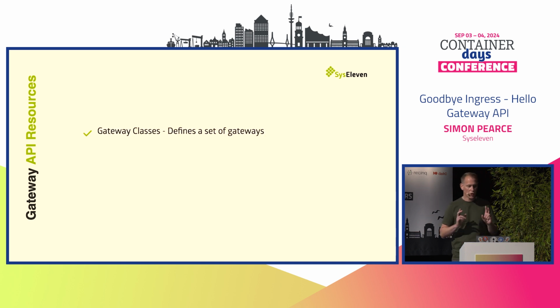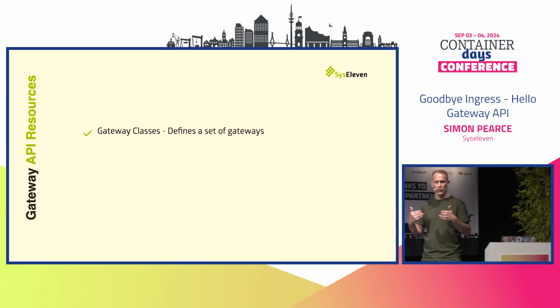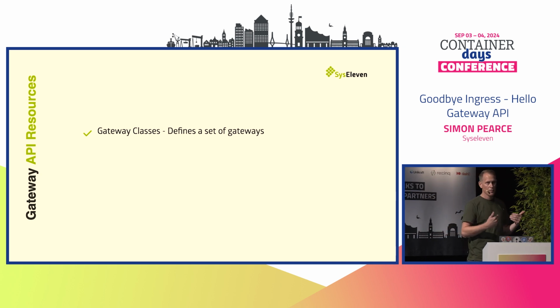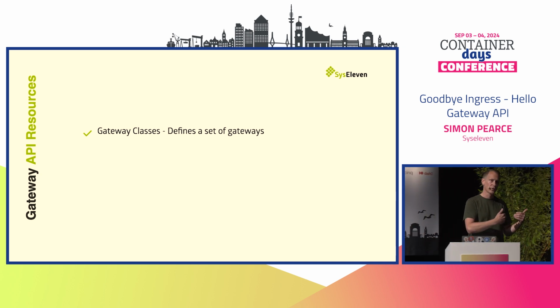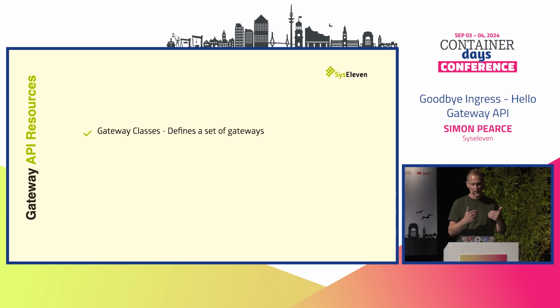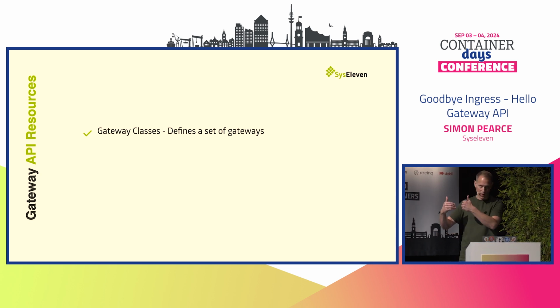So at the top level of the Gateway API resources, you would have gateway classes. A gateway class can be deployed by the controller, or in the case of Cilium, it's deployed with the CNI itself. So if you deploy Cilium with the Gateway API feature enabled, after you have finished the installation, you have a gateway class. This gateway class does nothing on its own.